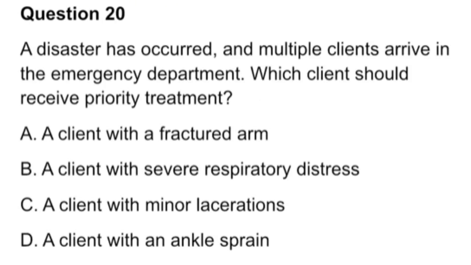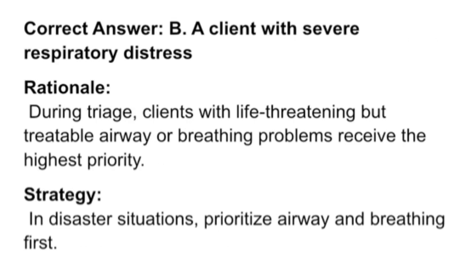Question 20. A disaster has occurred, and multiple clients arrive in the emergency department. Which client should receive priority treatment? A. A client with a fractured arm. B. A client with severe respiratory distress. C. A client with minor lacerations. D. A client with an ankle sprain. Correct answer, B. A client with severe respiratory distress.